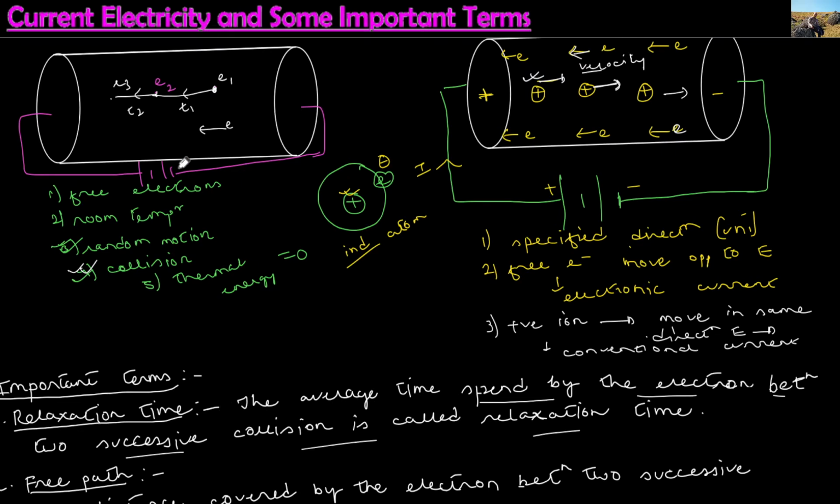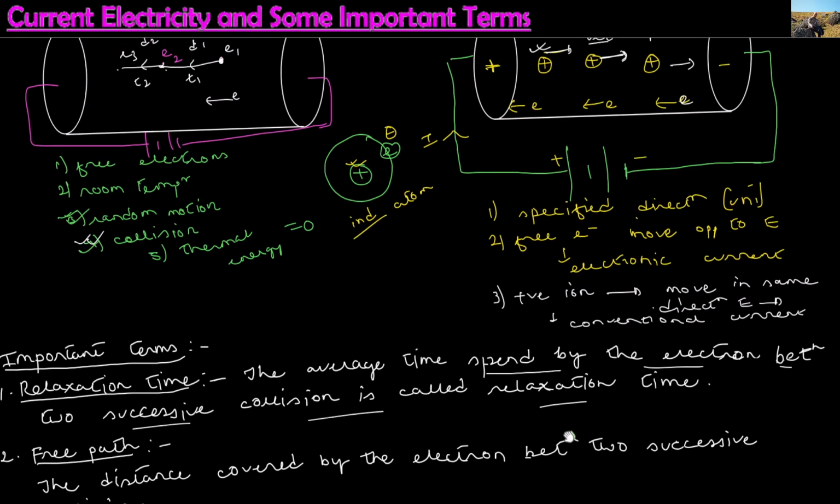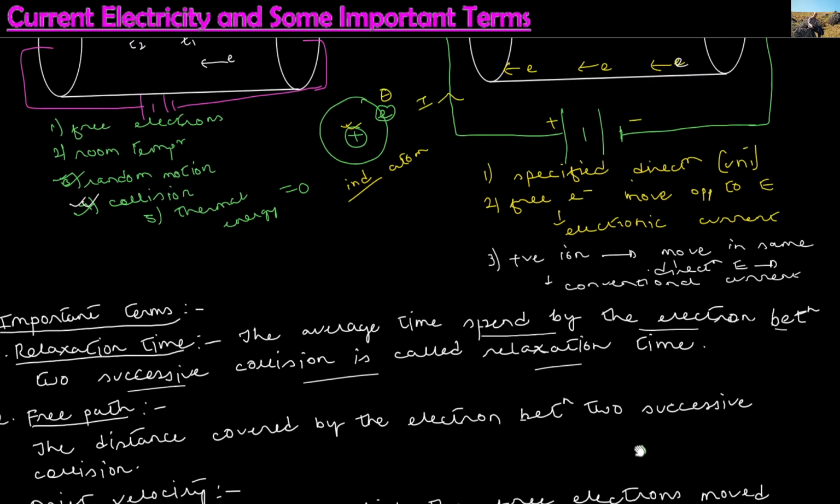And from here also, when electrons are colliding, they move through a certain time and cover some distance. That means from E1 to E2 there will be some distance, and from E2 to E3 also there will be some distance. So the distance covered by the electron between two successive collisions is defined as your free path.